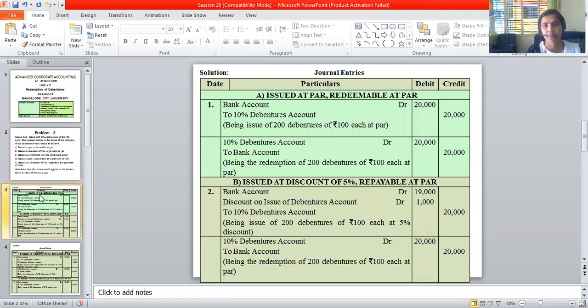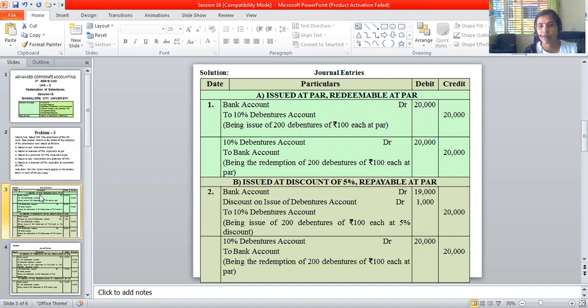First is issued at par and redeemable at par. So when you are issuing the debentures at par, the bank account is debited with 20,000. The debentures account is credited with 20,000. So this is the first entry. And when it is redeemed at par, you will do the reverse of the first journal entry. That is 10% debentures account debited to bank account. So 20,000 is shown there.